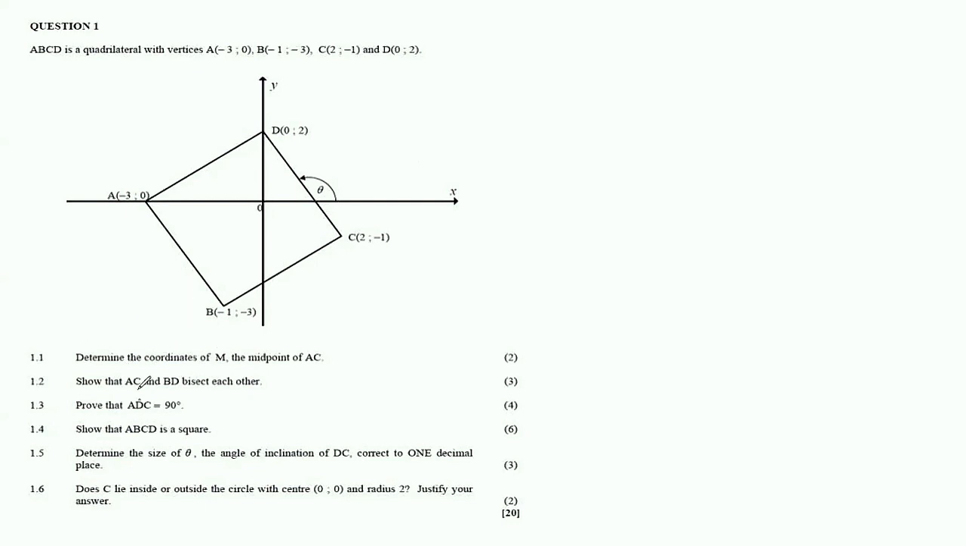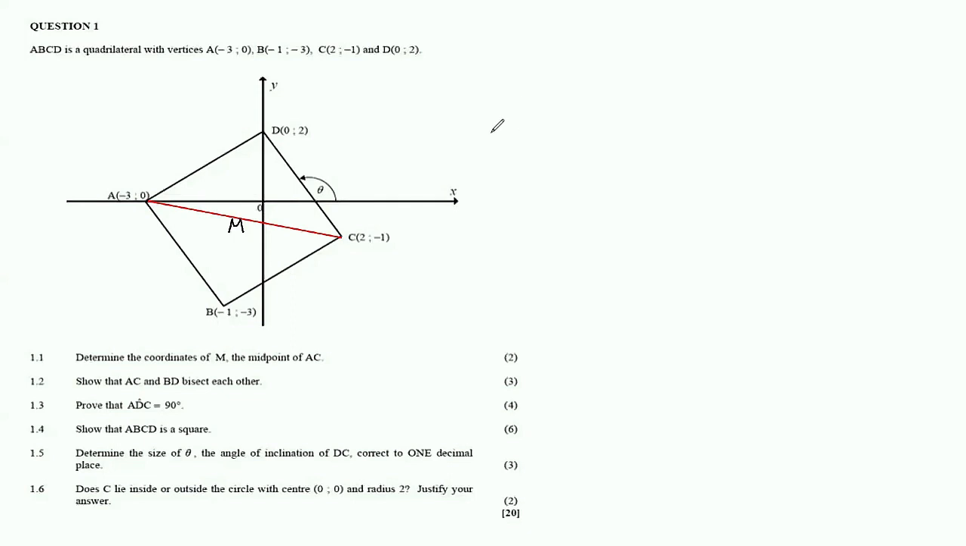So we have question 1.1 says determine the coordinates of M, the midpoint of AC. Right, so they're telling us that M is a midpoint of AC. That means if we draw a line joining the points A to C, then the coordinates that we'll have at the center there would be the coordinates M, right? And these are the coordinates that we are trying to get.